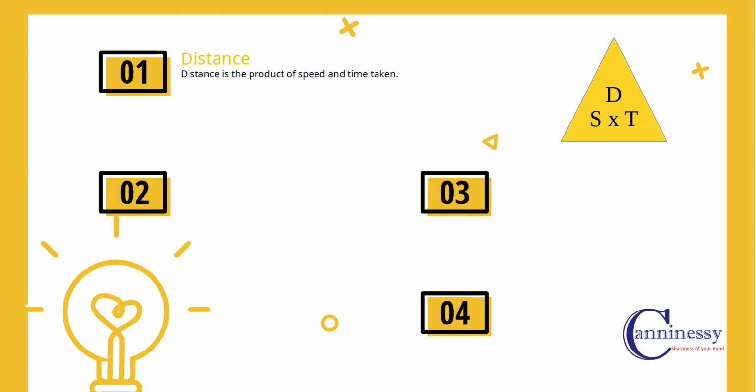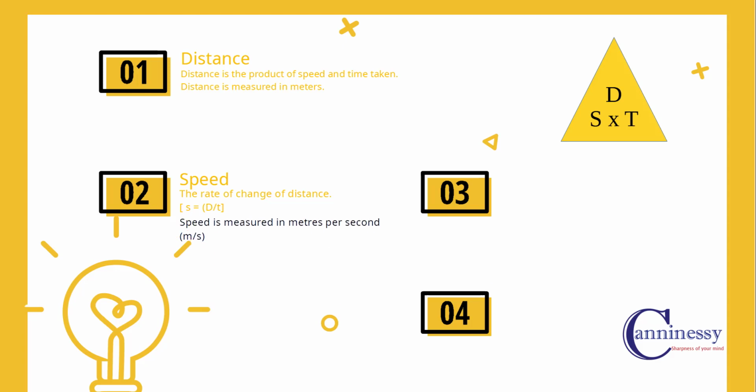Distance. Distance is the product of speed and time taken. Distance is measured in meters. Speed. Speed is the rate of change of distance. Speed equals distance over time taken. Speed is measured in meters per second.